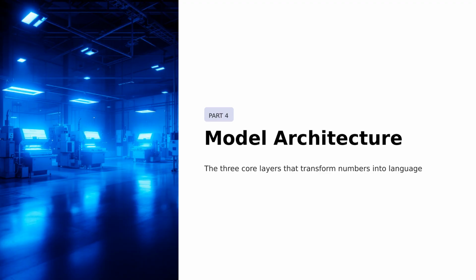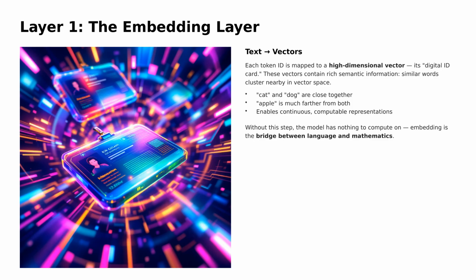Welcome to Part 4, where we explore the model architecture pivotal in transforming numbers into language. We'll dive into the 3 core layers that make this possible. These layers work together to process numerical data and convert it into coherent and meaningful language. Understanding these layers is crucial for grasping how language models function, enabling machines to understand and generate human language. Let's take a closer look at each layer and its role.